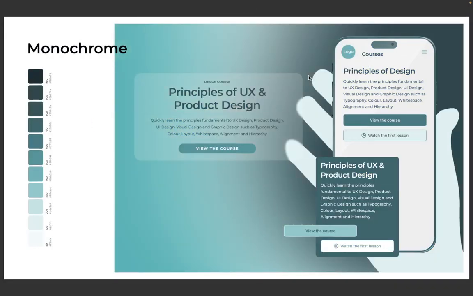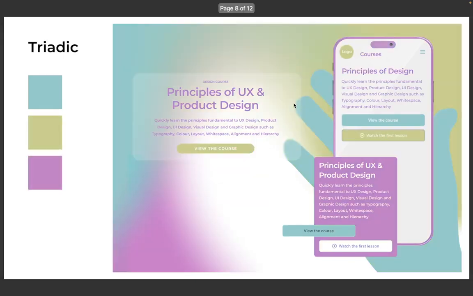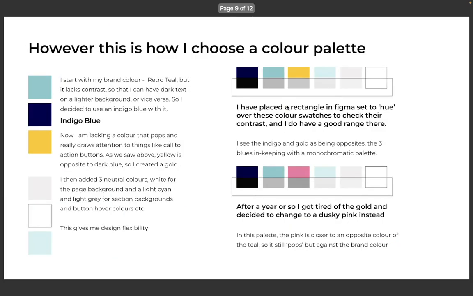Then there's monochrome, so again that's taking one main colour and creating a series of shades of that colour. And then there's analogous. And then there's triadic. Okay, so how do you in practice apply that?